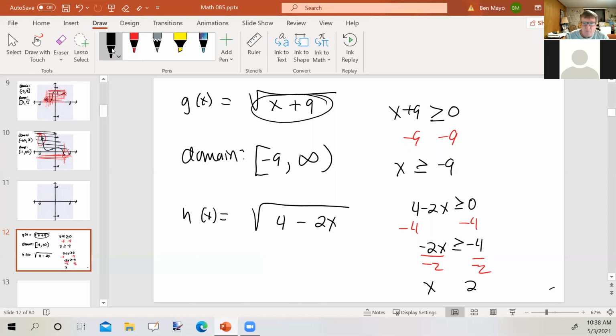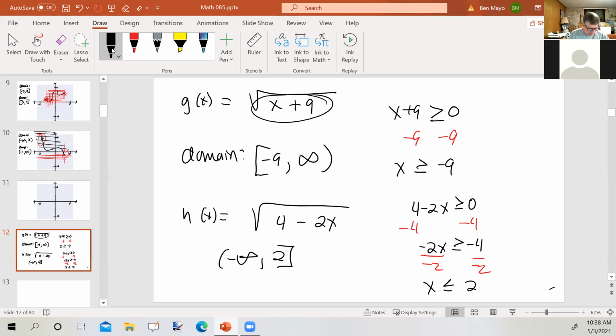Recall that when you multiply or divide both sides of an inequality statement by a negative number, you change the direction of the inequality symbol. So now I've got x is less than or equal to 2. So that's going to go from negative infinity up to and including 2. All right. So again, if a number is included, it's a bracket. If it's not included, it's a parentheses.